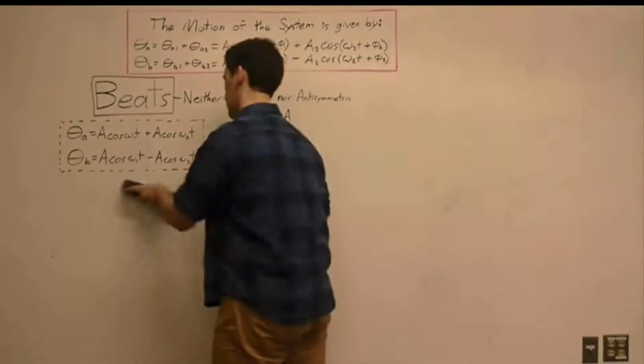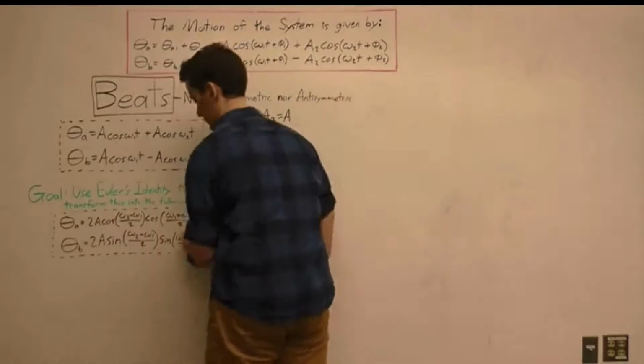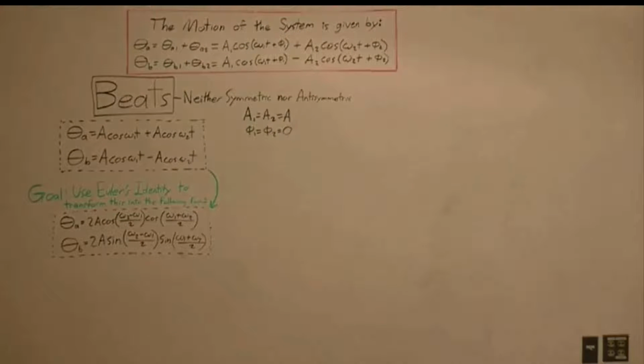The next step may seem rather strange, but what we're going to do is use an Euler's identity to transform our equations of motion for the system into what you see below, where theta A is equal to 2A cosine of (omega 2 minus omega 1) over 2 times the cosine of (omega 1 plus omega 2) over 2, and theta B is equal to 2A sine of (omega 2 minus omega 1) over 2 times the sine of (omega 1 plus omega 2) over 2.